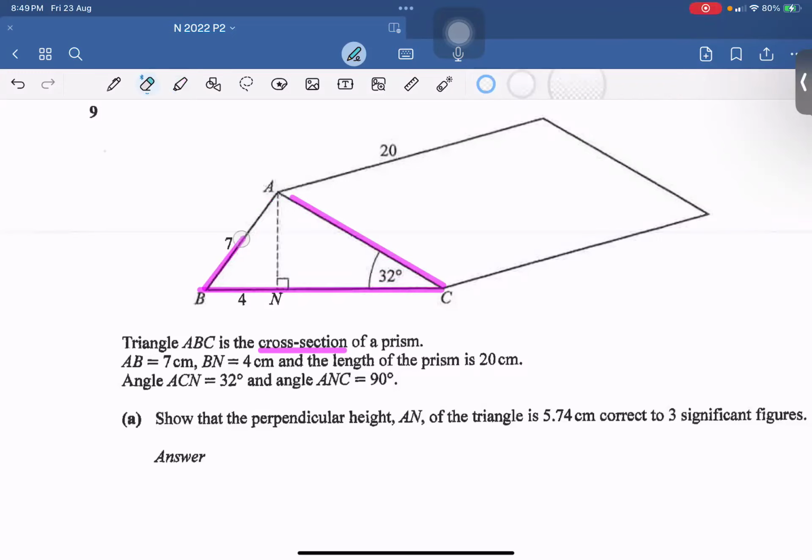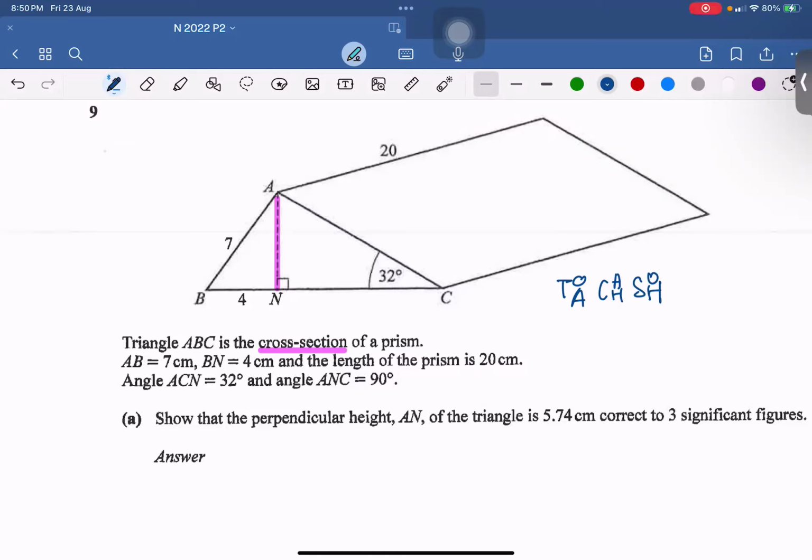And very obviously, we notice about the triangle, the diagram actually draws a perpendicular height for it. When you have a right angle triangle, please use SOH CAH TOA. I know y'all love sine rule very much, but please practice SOH CAH TOA.